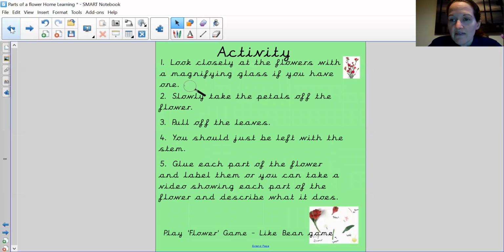So if you have the flower, I want you to go slowly, take each petal off, have a look, glue them down, label them, and then you can take a picture of that and put it on Tapestry for me. I would really love to see it.